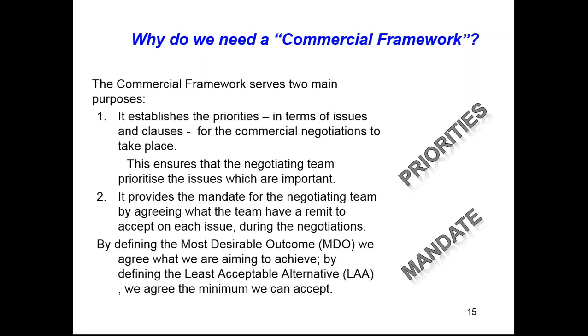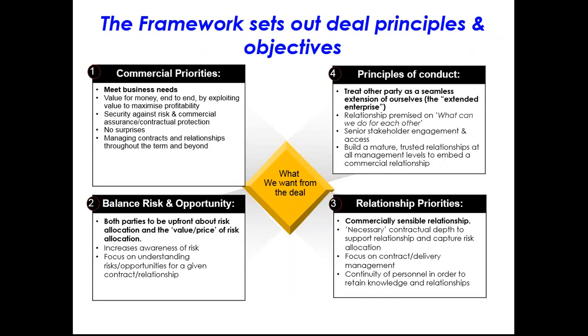So the shape of this commercial framework really looks like this. These are the 4 points that we've gone through before. We identify what we really want from the negotiation, the commercial priorities. We think carefully about the risks and the opportunities and how we're going to balance these things. This second section, incidentally, would cover things like Incoterms.